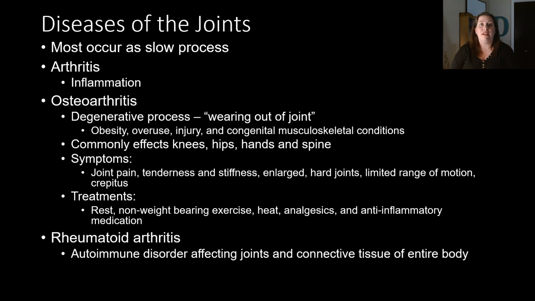Injury, anytime if you've had any kind of joint injury, congenital musculoskeletal conditions can also contribute to this. Now, osteoarthritis commonly affects your knees, hips, hands, and spine. And we do see that pretty much everybody by the time they're 80 years old does have some form of osteoarthritis. Some people have it earlier in life, but at least by 80, almost 100% of people would deal with this type of arthritis. This is also the most common type of arthritis.